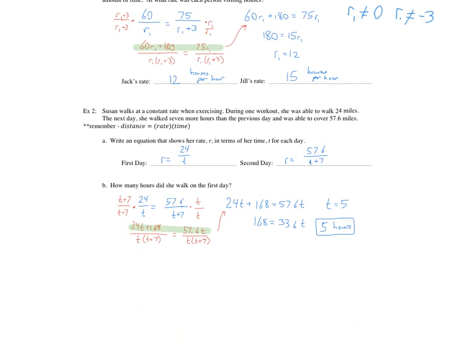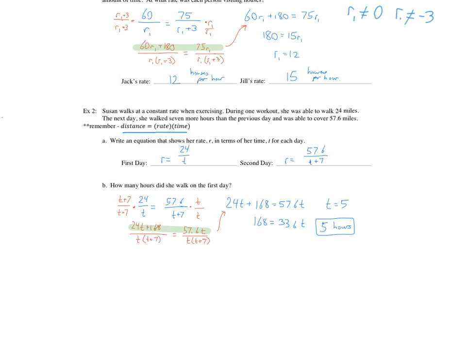So once again, here we have another type of problem. Susan walks at a constant rate when exercising. During one workout, she was able to walk 24 miles. The next day, she walked 7 more hours than the previous day and was able to cover 57.6 miles. And once again, remember, distance equals rate times time. So that's not a minus sign there. That's just distance equals rate times time.